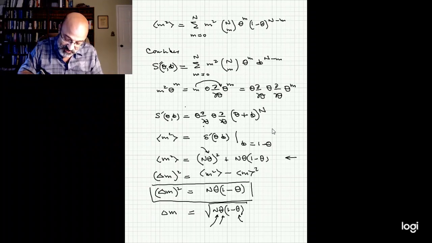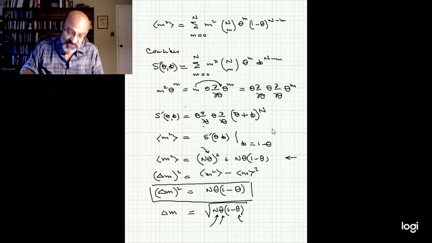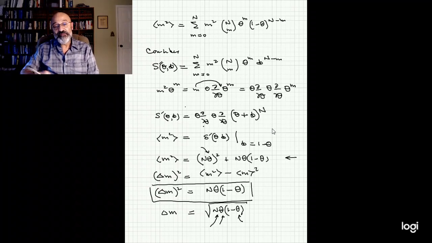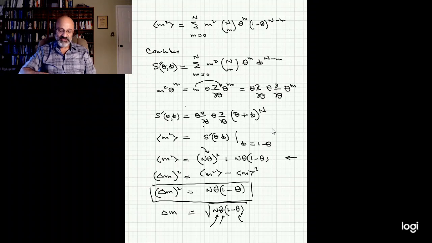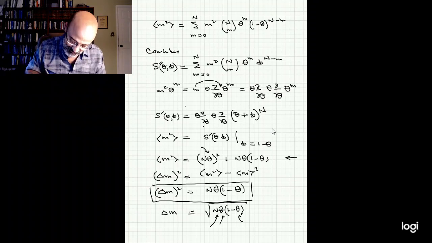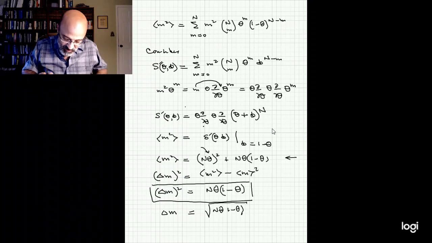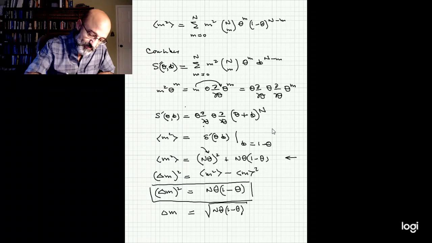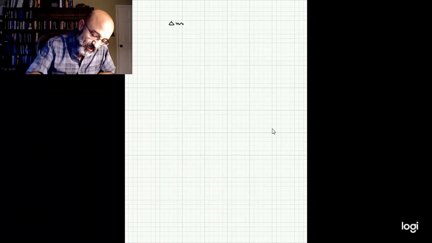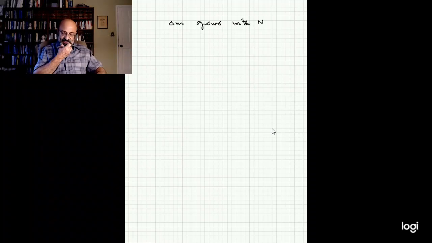There is absolutely no uncertainty. The other situation in which you have no uncertainty is when theta is equal to 1. The other way around, right? Theta equals 0, you have no uncertainty. Theta equals 1, you have no uncertainty. Very good. I just said that delta m grows with n. You saw it there.